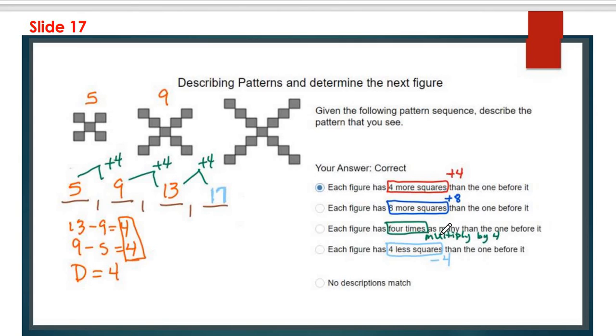This one says 4 times, which means to multiply each previous term by 4. So 5 times 4 would give you 20. Nope, that's not 9. And this one says let's subtract 4. 5 minus 4 will give you 1. No, it's 9. And then if we were to test this out, this says to add 8 more to each previous term. 5 plus 8 is 13. Nope, it's 9. So you're adding 4 to each previous term.